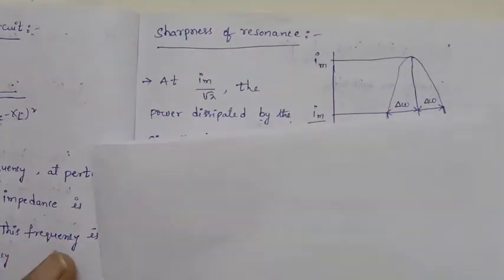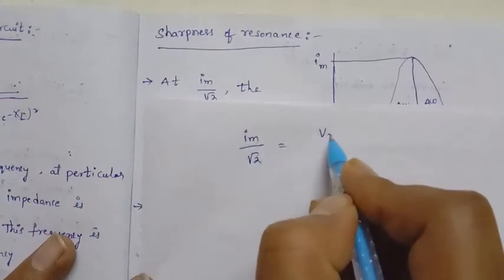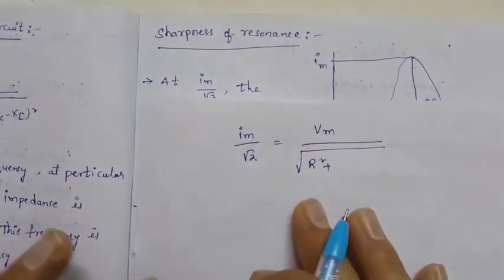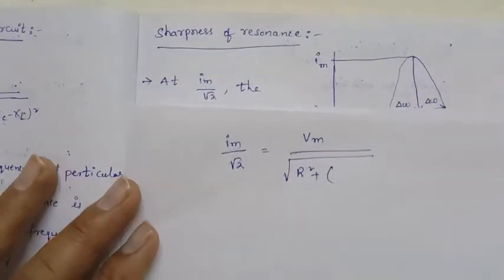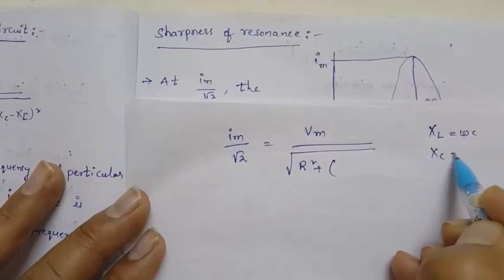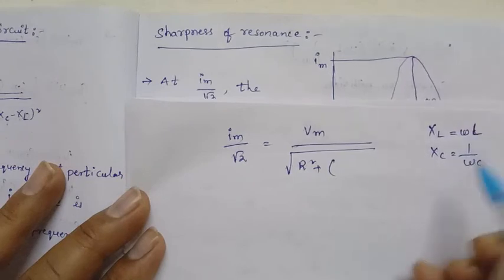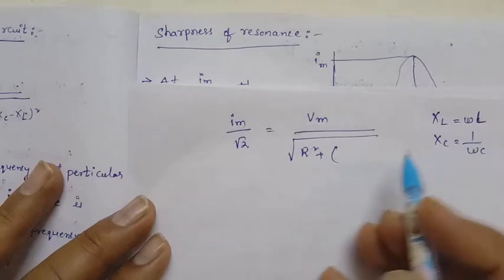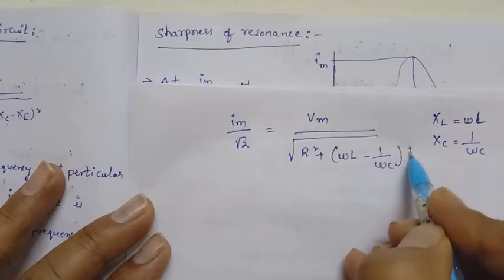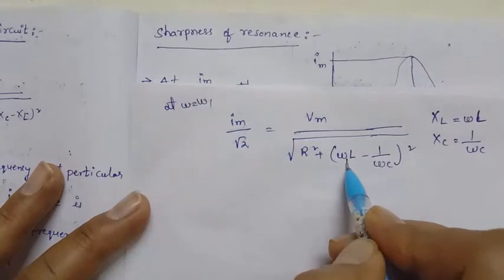At that time the above expression can be changed. So what is that? Im upon root 2 is equal to Vm upon under root of R square plus XL minus XC whole square. XL is nothing but omega L, and XC is nothing but 1 by omega C. So XL minus XC means omega L minus 1 by omega C whole square, and at omega equal to omega 1, we will take omega 1.